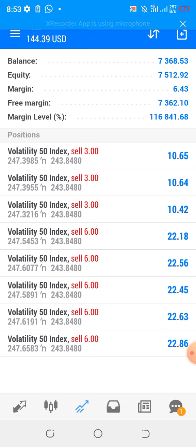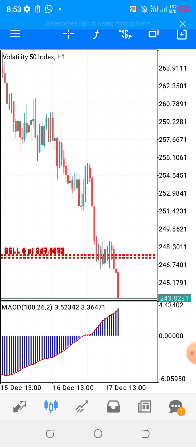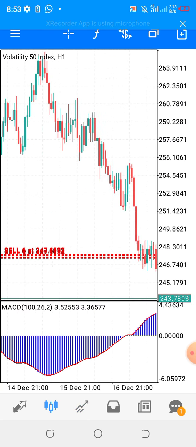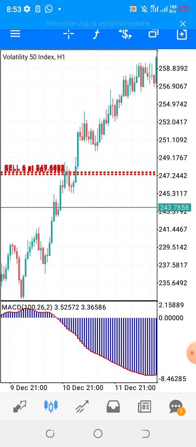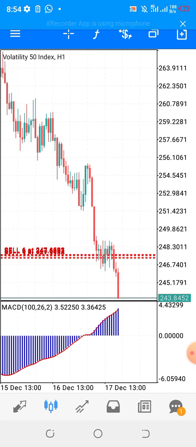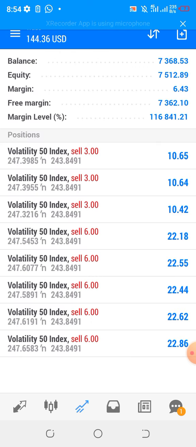Only one indicator is what you need. You need only one indicator to make trades this way, only the MACD indicator. Do you understand? Only the MACD indicator is what you need to make massive profit, the same way I am making right now. Do you understand?